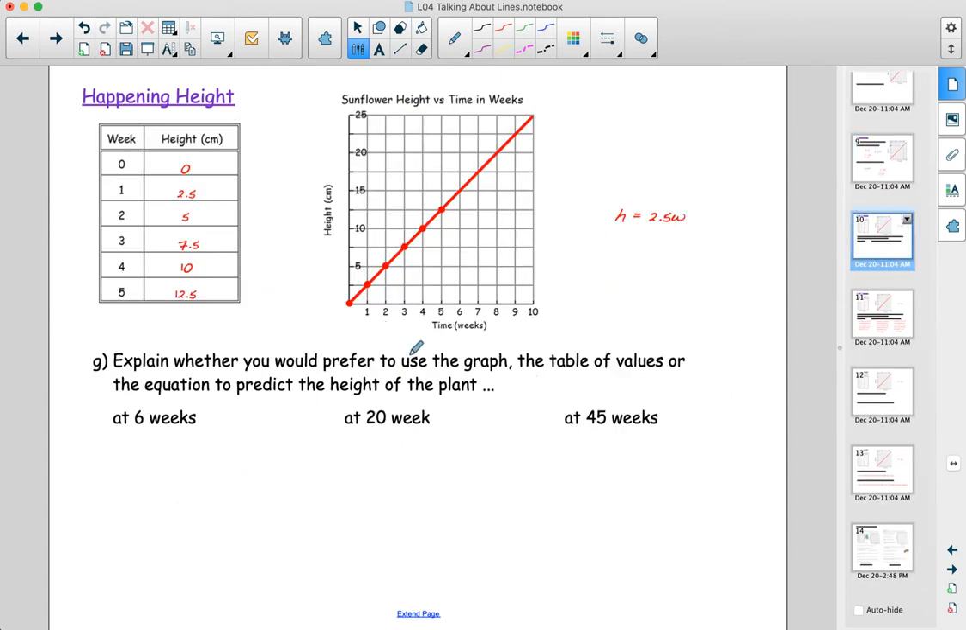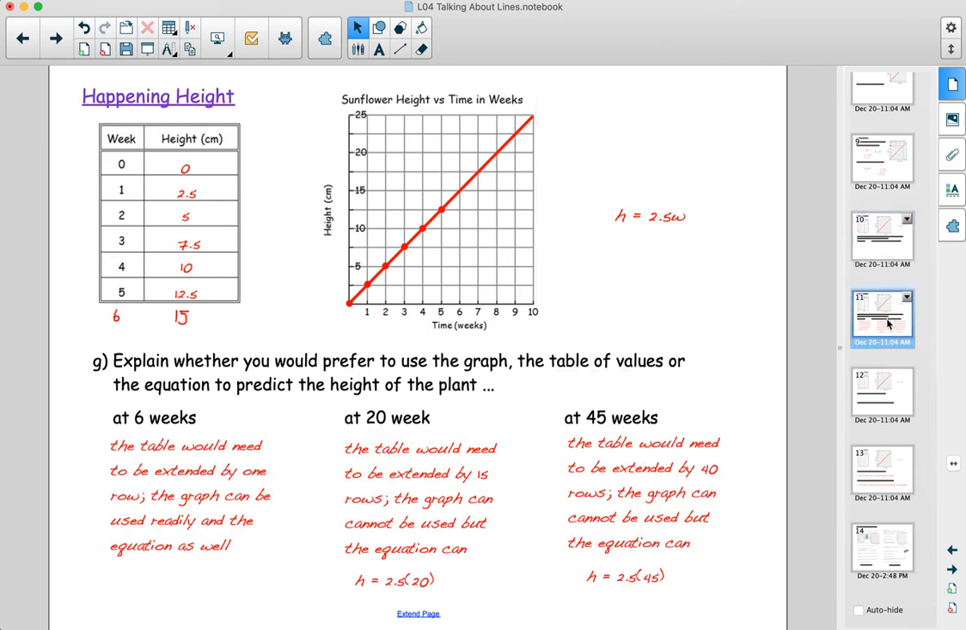Explain whether we're going to continue making predictions. So there's a prediction at 6 weeks, one at 20 weeks, and one at 45. You're going to think about whether it's best to use the graph, which is right here, the table of values, which is right here, or the equation to make your predictions. So think about for each number that's down there, is it appropriate to use the table of values? Could we use the graph? Or can we use the equation? Again, a time to ponder pause. All right, so resuming to take this up.